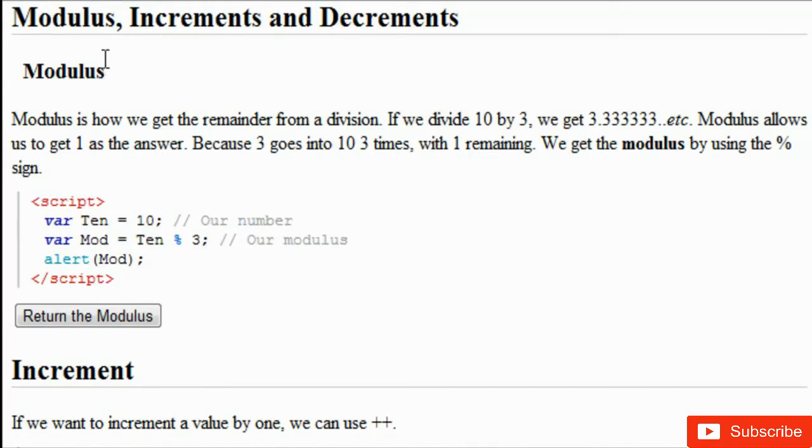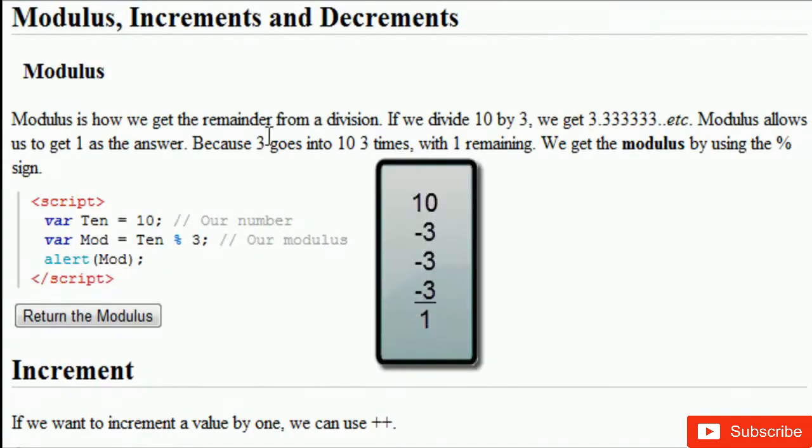Modulus, which is something that most people don't really know about until they start using JavaScript or some sort of computer programming language, is the remainder from a division. So remember when you were doing division in school and you had to get the remainder before you had to get the decimal? Well, that's what modulus is. It's the remainder. If we divide 10 by 3, we get 3.3 repeating. Modulus allows us to get 1 as the answer, because 3 goes into 10 3 times with 1 remaining.